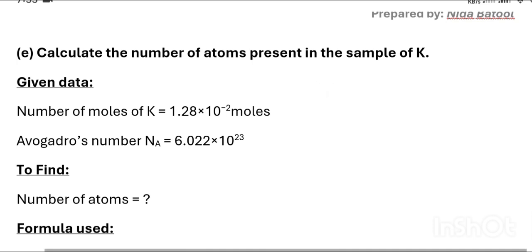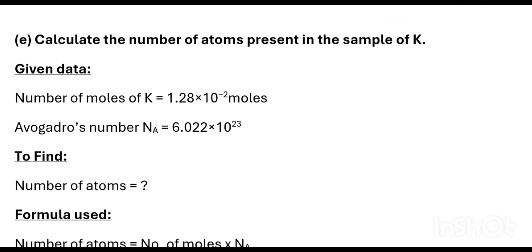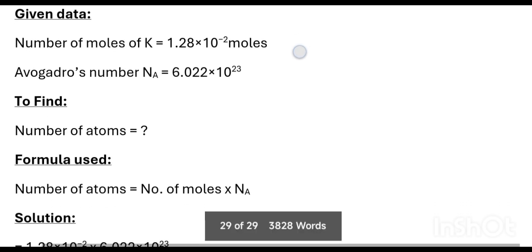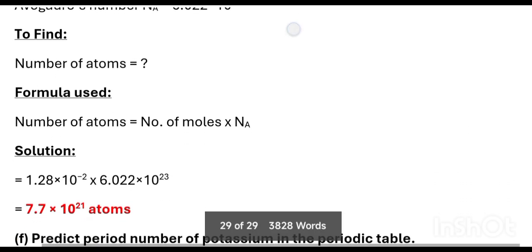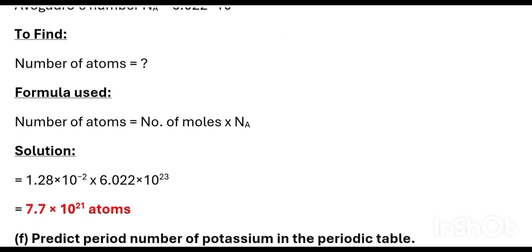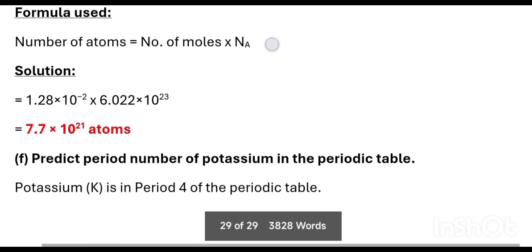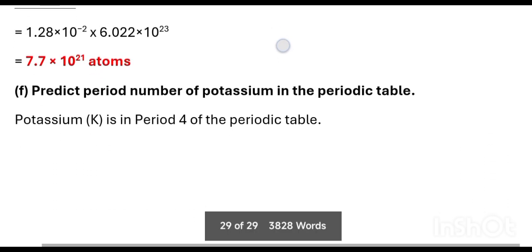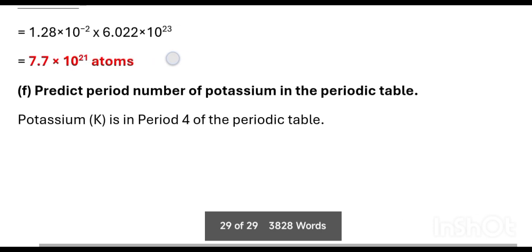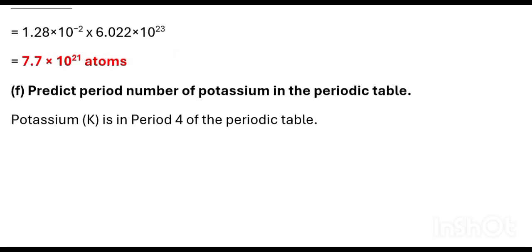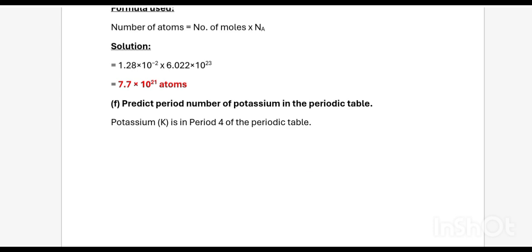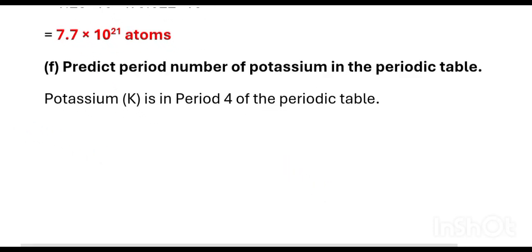Now the fifth one, calculate the number of atoms present in the sample of potassium. The given data is the number of moles, 1.28 into 10 to the power minus 2 moles. Avogadro's number is a constant value. We have to find the number of atoms. The simple formula used is number of moles into Avogadro's number. Put in the values and we get 7.7 into 10 raised to the power 21 atoms as the final answer. Now the last question, the sixth one, predict the period number of potassium in the periodic table. If we look at the periodic table, we'll know that it's present in the fourth period. So it's simple. That's the final answer.